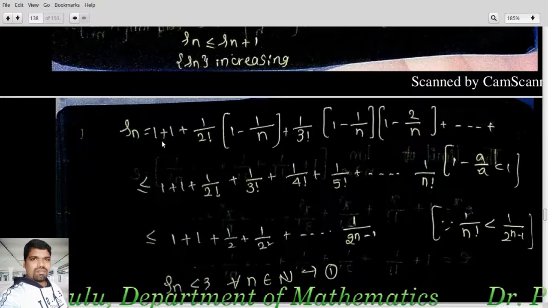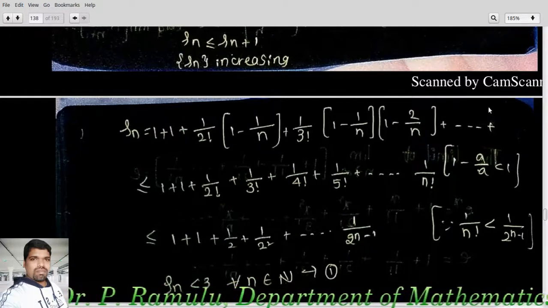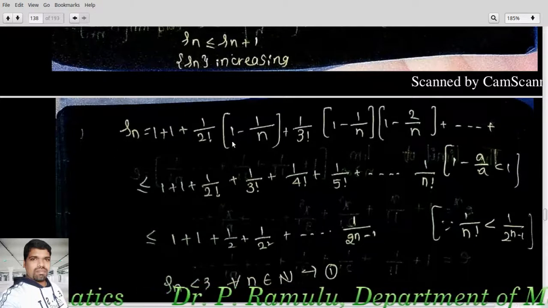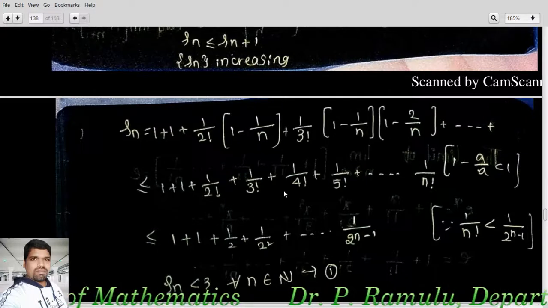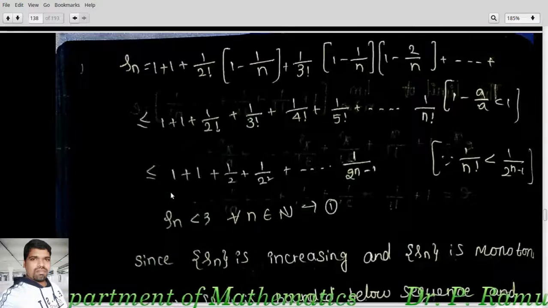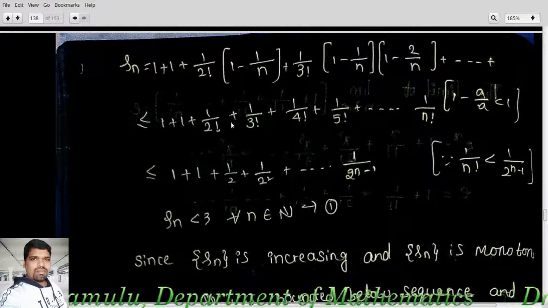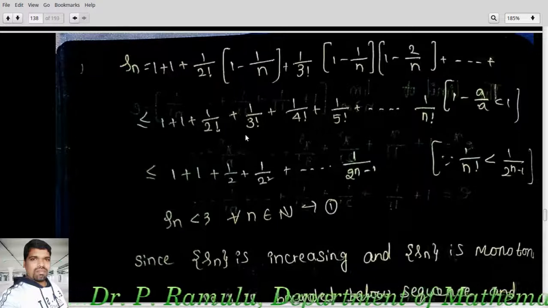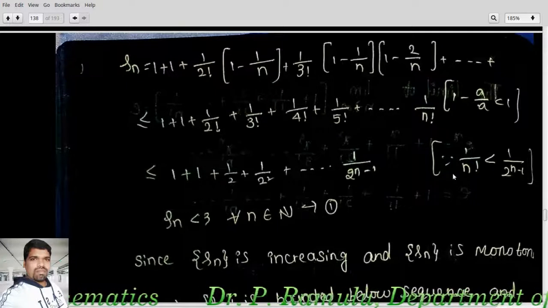Now, Sn equals 1 plus 1 plus 1 by 2 factorial times 1 minus 1 by n, plus 1 by 3 factorial times 1 minus 1 by n, and so on. After modifying this, each factor is less than 1, so I write 1 by 2 factorial, 1 by 3 factorial, 1 by 4 factorial, up to 1 by n factorial. Already we know that 1 by n factorial is less than 1 by 2 power n minus 1. Just now we did this problem. So this whole term is less than 1 plus 1 by 2, 1 by 2 square, 1 by 2 power 3, up to 1 by 2 power n minus 1.